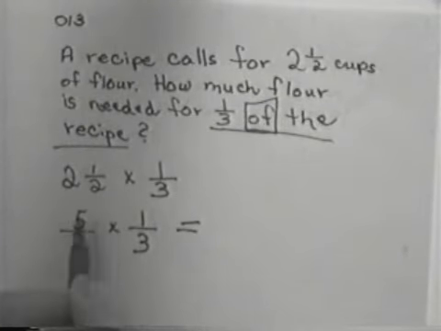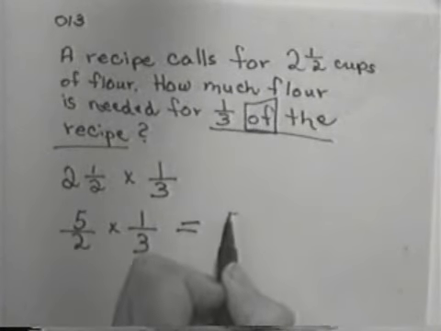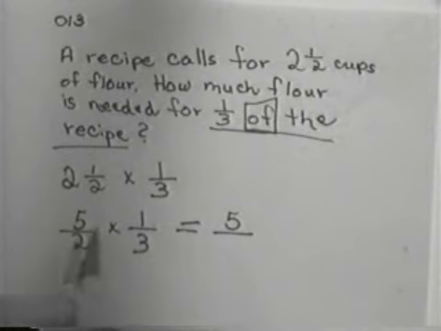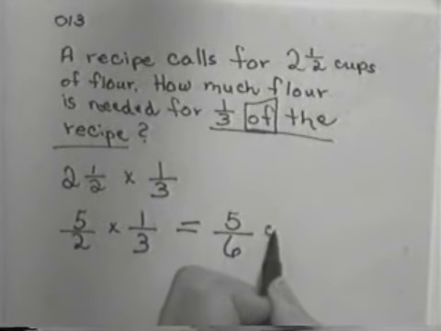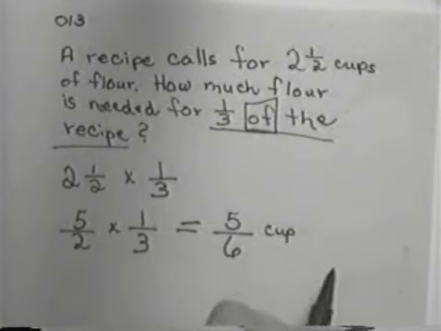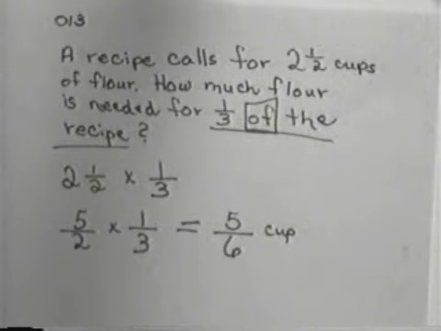Multiply top times top, or numerator by numerator, and get 5. And denominator by denominator, 2 times 3, and get 6. So, for our recipe, we need 5/6 of a cup of flour.